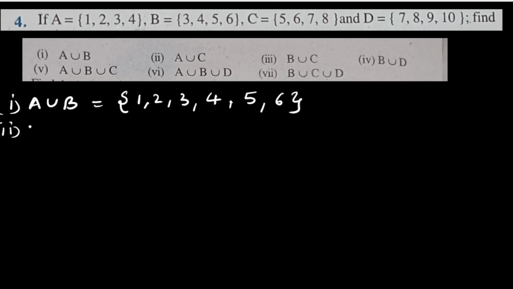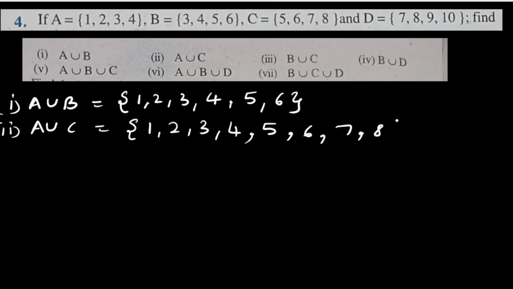Now the second one is A union C. A union C, again we have to write all the elements of A as well as C. So first of all, let's write all the elements of A. A is 1, 2, 3, 4. C is 5, 6, 7, 8. See, A and C do not have any common element, so all the elements will come. So here I'll be writing 5, 6, 7, 8. So this is A union C.